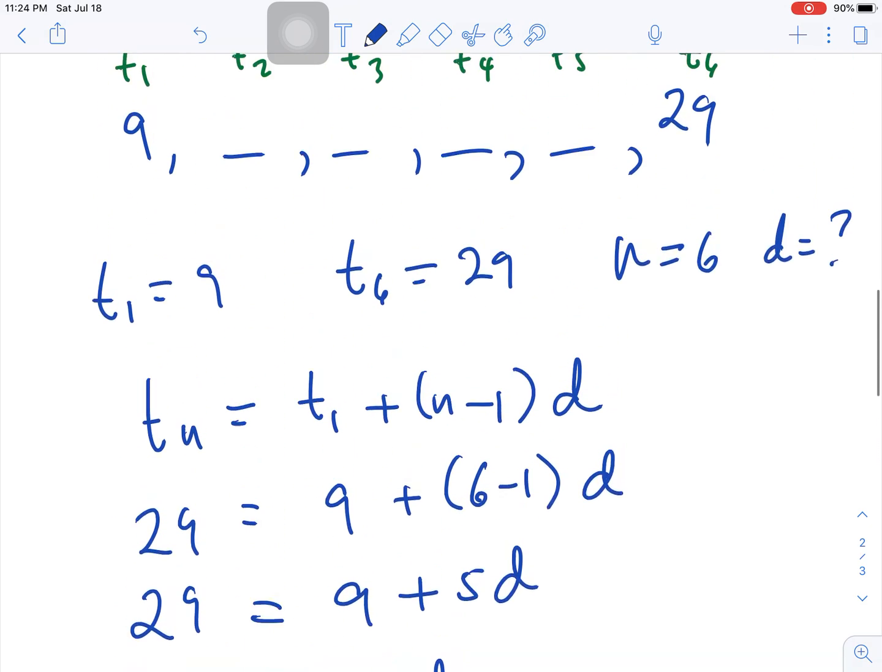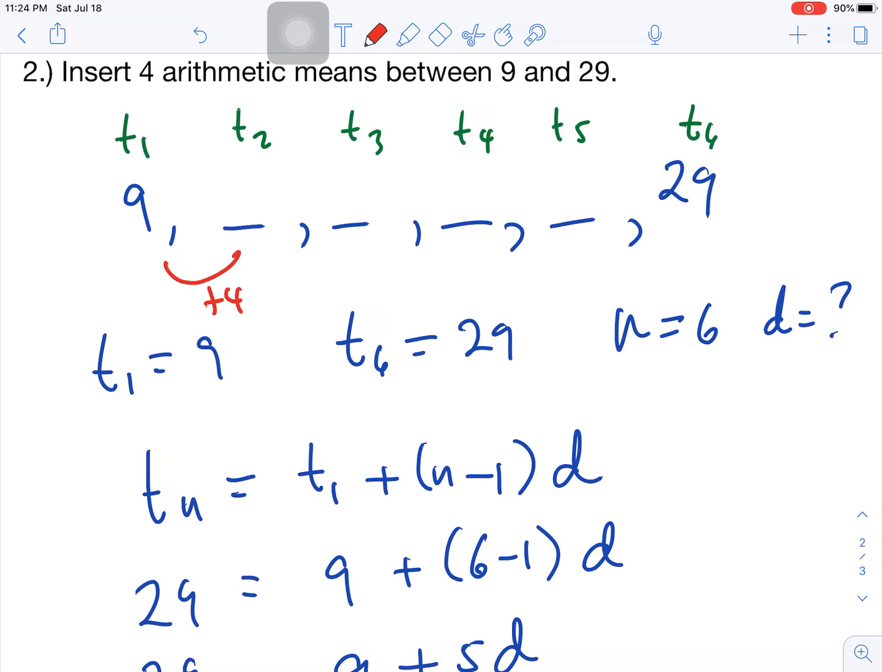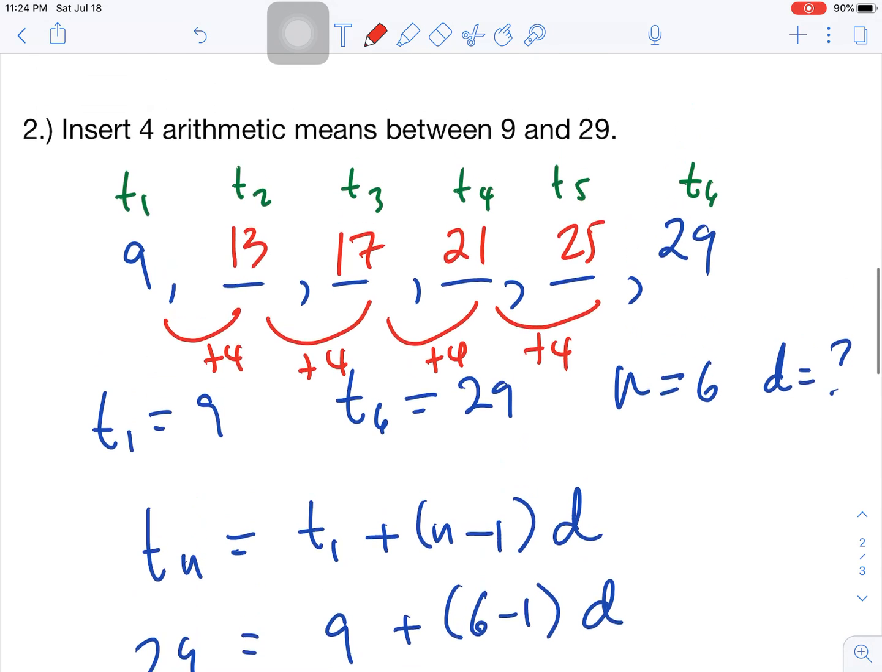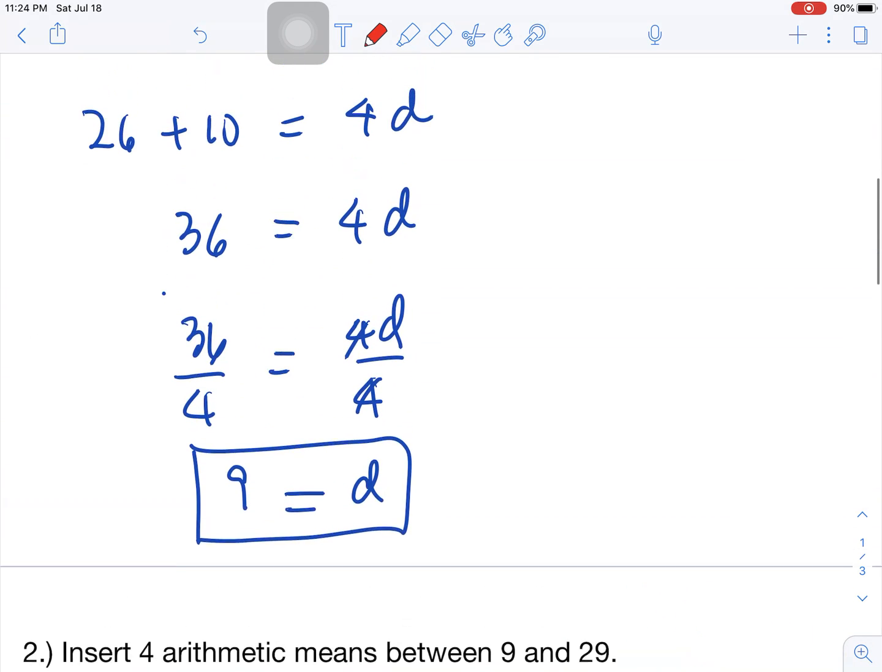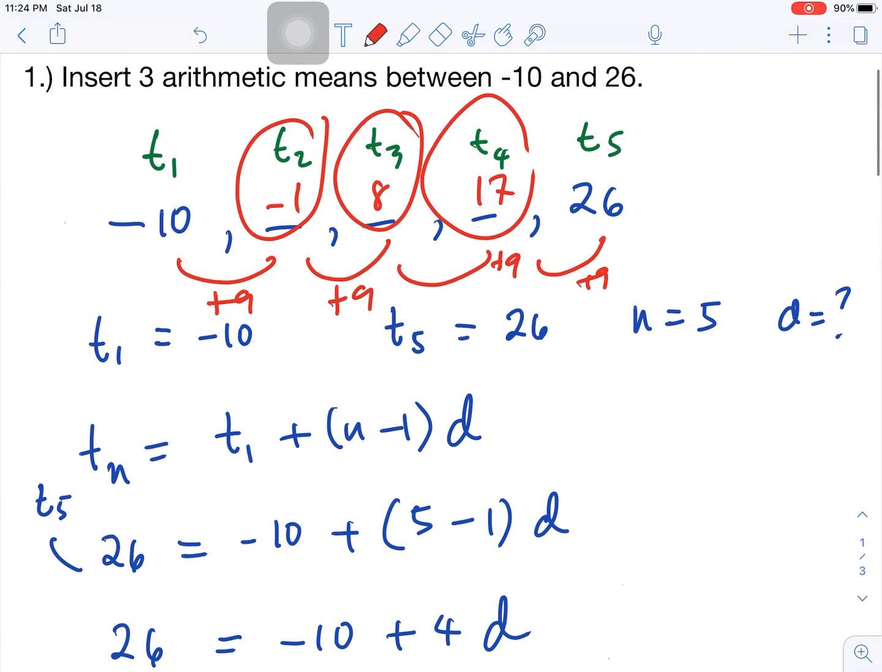So the common difference is 4. Which means na magpa-plus 4 tayo dito. Plus 4, plus 4, and plus 4. So what's 9 plus 4? That's 13. Plus 4, that's 17. Plus 4, that's 21. Plus 4, that's 25. And then plus 4, that's 29. Okay, so I think malinaw, no? Yung paano lalagyan ng arithmetic means yung ating arithmetic sequence.